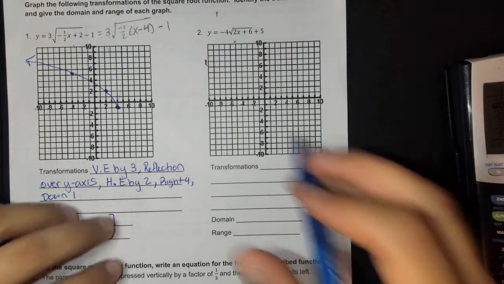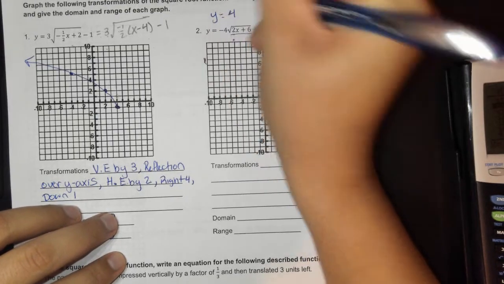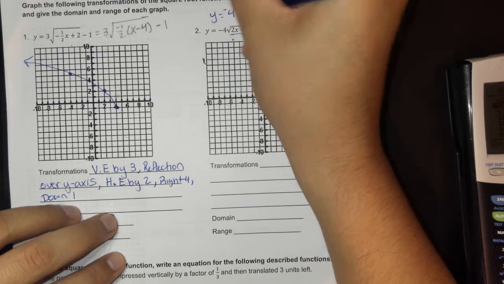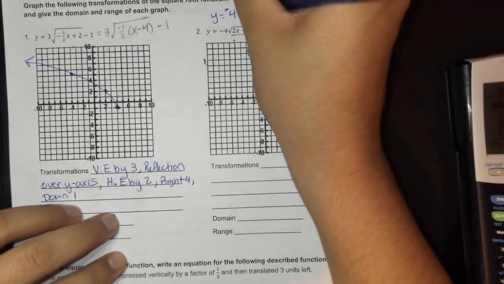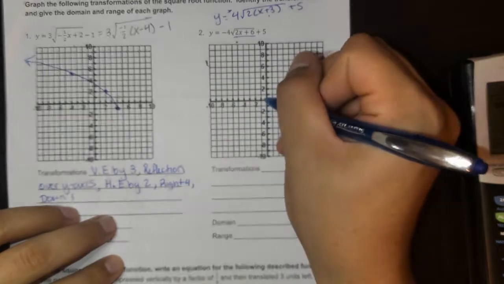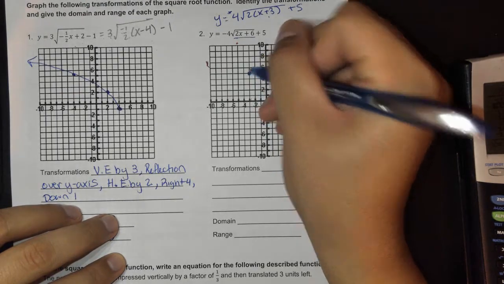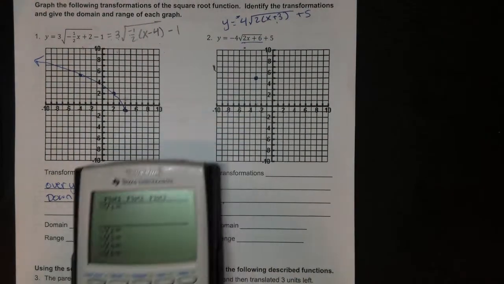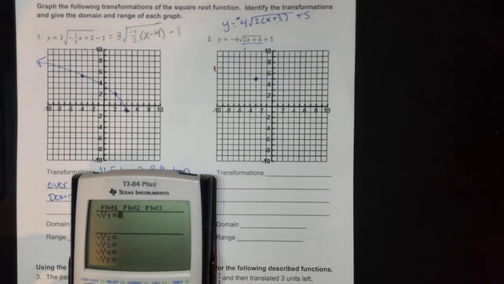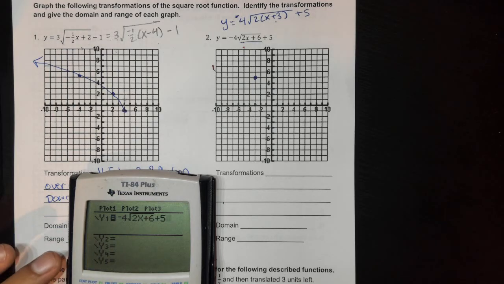Alright, so now let's move on to number 2. So same thing happens here. This 2x plus 6, you could factor out the 2. So negative 4 square root. If I factor out the 2, we're left with x plus 3 on the inside, plus 5 on the outside. So this would have a vertex of negative 3, 5. And again, if you type the function to y equals, you could see that the vertex is at -3, +5. So -4 square root 2x plus 6 plus 5.